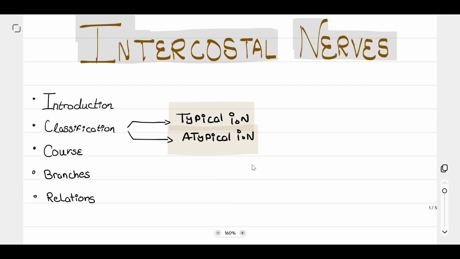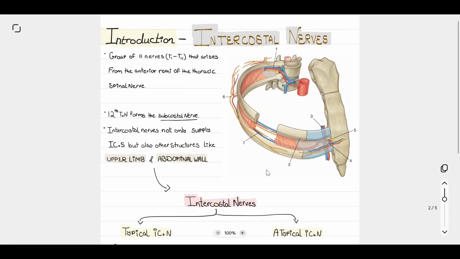Today we are going to cover an important topic, which is intercostal nerves. In today's lecture we will be covering its introduction, classification, course, branches and relations. We will exclusively cover the typical intercostal nerves. So without wasting further time, let's move ahead.